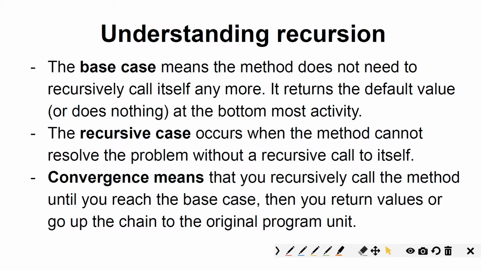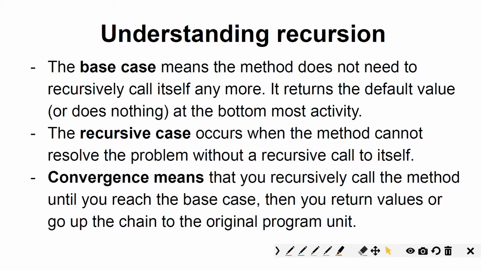Recursive case occurs when the method cannot resolve the problem without a recursive call to itself. The recursion always will work in a recursive case, because you need to call itself till the problem is solved or till the base case happens.